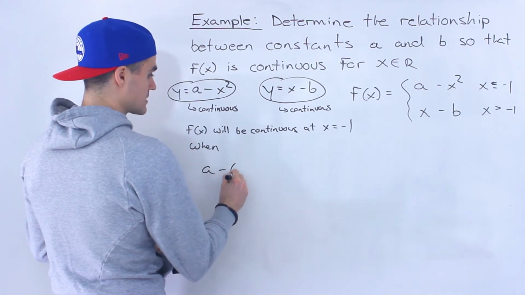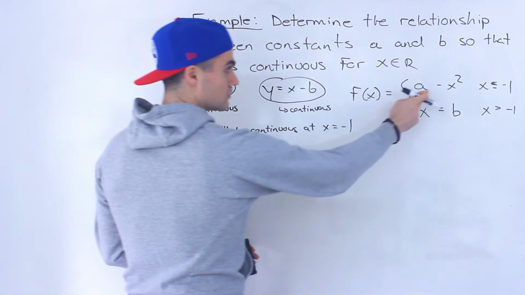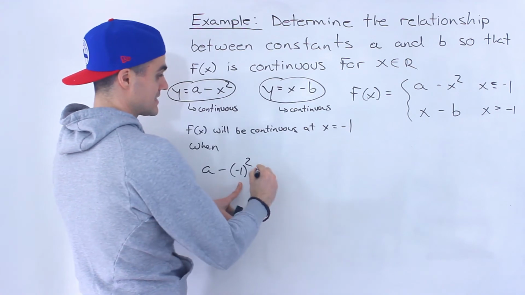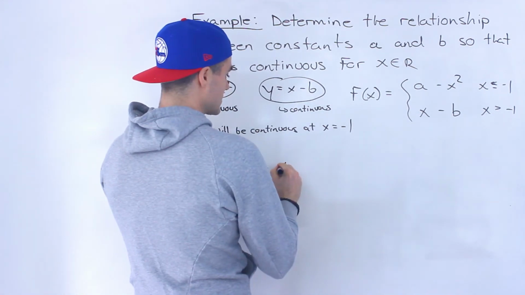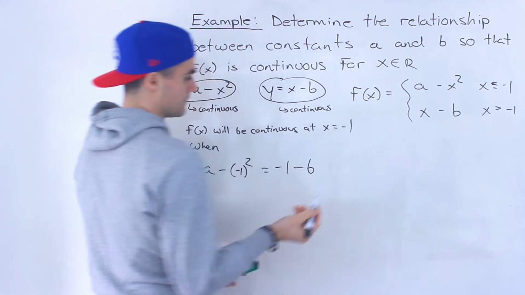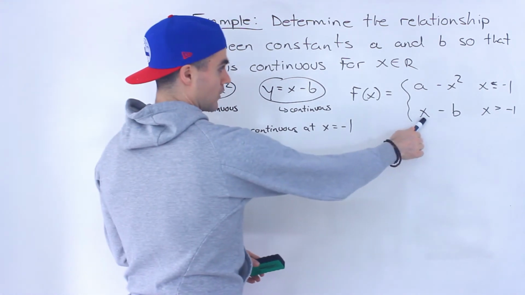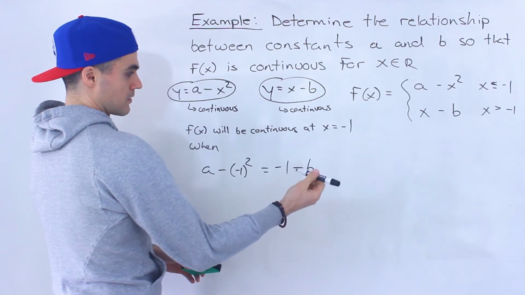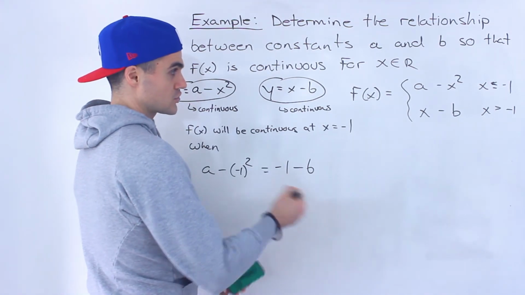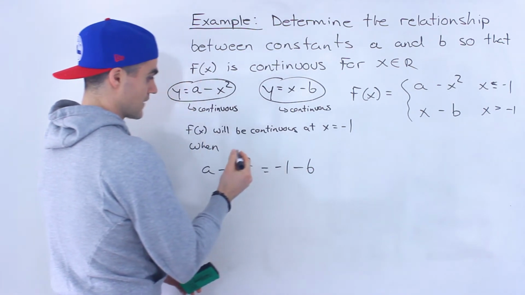a minus -1 to the power 2, the y value of this function at an x value -1, is equal to the y value of this function, we'll have -1 minus b. Like that, if we plug in -1 for x. So if both of those y values are equal, then the function's just continuous for all x values.